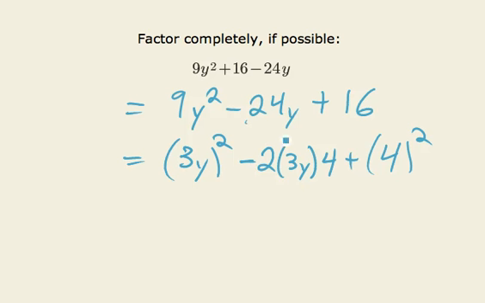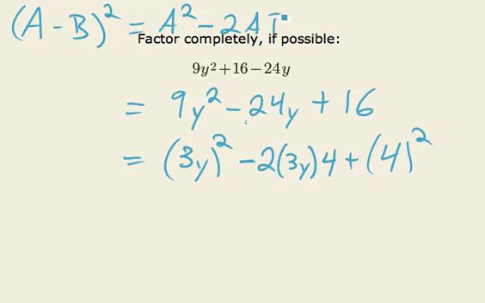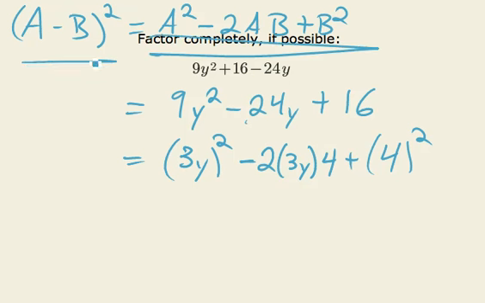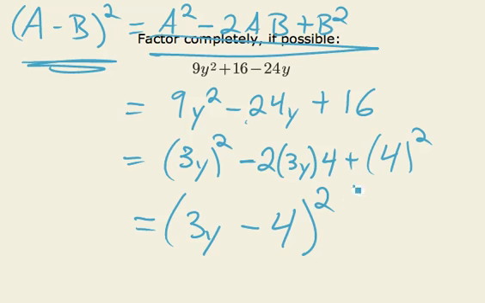So this matches the form of our binomial squared, a minus b squared, right? A squared minus 2 times a times b plus b squared. I have my a squared, I have my b squared, I have my negative 2 times a times b. So it's this form, so its factoring is that way. I'll take my a, 3y, I'll subtract my b, 4, and I'll square that whole thing, and I'm done.